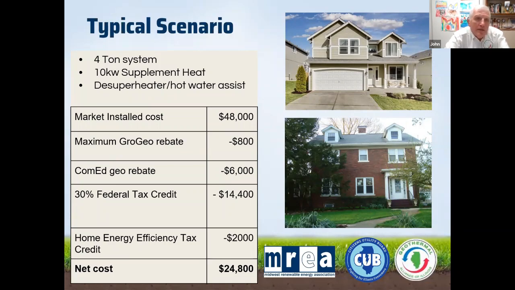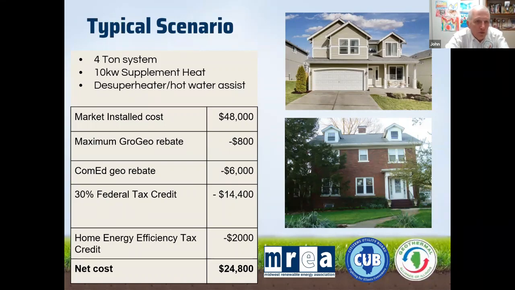So we're taking a typical 4-ton system. Again, my house in Springfield is 2,950 square feet, a ranch built in 1961. I've got a 4-ton system in my house. That's pretty typical in an average type home. And you see the market install cost. Again, that's not a quote. That's just a good starting point. Might be in that ballpark of $48,000.